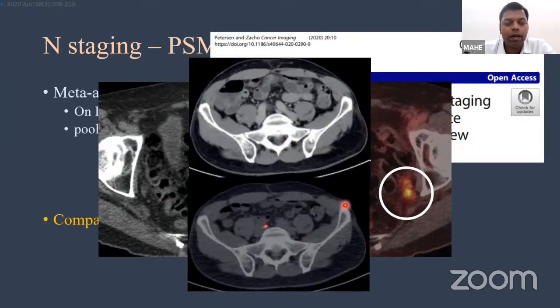So together, when you're taking on diagnosis, the first scan is multiparametric MRI, and for nodal and distant metastasis, you can do PSMA PET scan. These together will help complete the staging process.